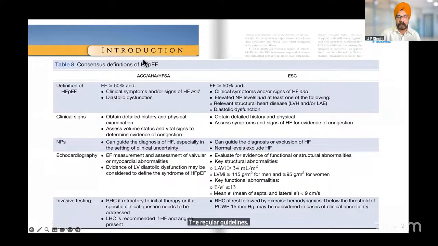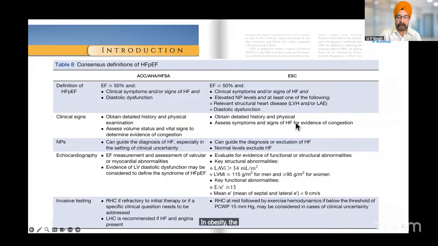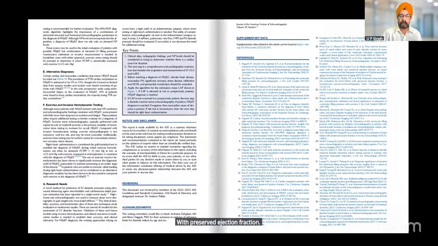Heart failure with preserved ejection fraction is diastolic dysfunction plus features of heart failure. In the previous guidelines you needed a raised NT-proBNP, but we now know a raised NT-proBNP is not necessary to make a diagnosis. In obesity, the NT-proBNP can be normal or low in heart failure with preserved ejection fraction. So thank you very much.